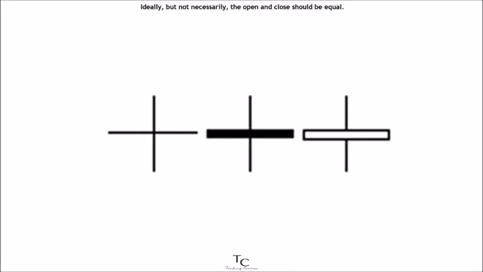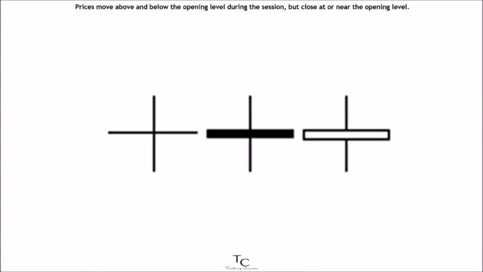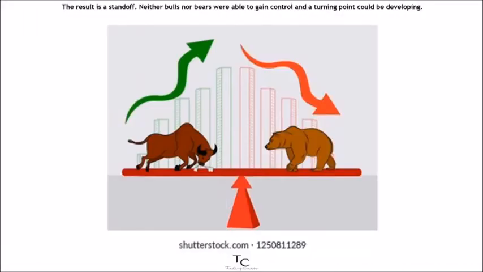Ideally, but not necessarily, the open and close should be equal. While a doji with an equal open and close would be considered more robust, it is more important to capture the essence of the candlestick. Doji convey a sense of indecision or tug-of-war between buyers and sellers. Prices move above and below the opening level during the session, but close at or near the opening level. The result is a standoff. Neither bulls nor bears were able to gain control, and a turning point could be developing.